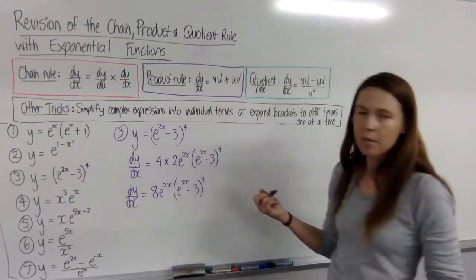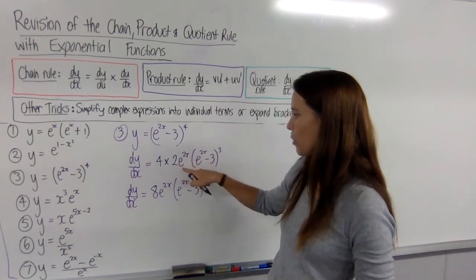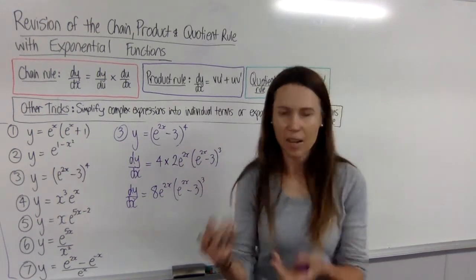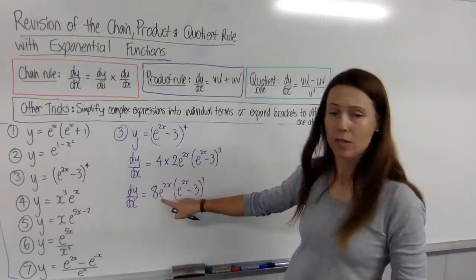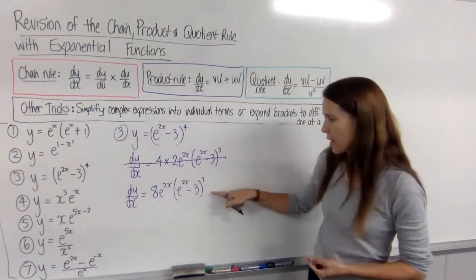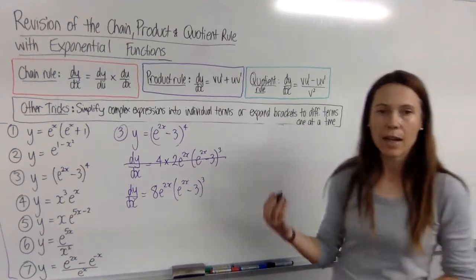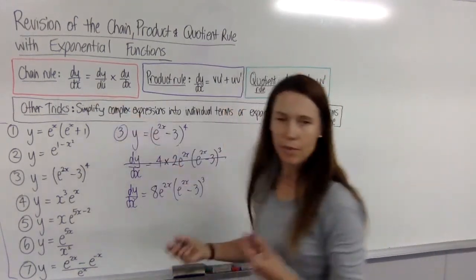Now, often I would think about what needs to come out the front and think I need my 4 out the front and I need my 2e to the 2x out the front. And in my head, I would actually just write down 8e to the 2x. So I would probably skip this line. And in fact, an examiner is going to be more than happy just with this one as long as it's correct. Now, how do you apply the traditional method of the chain rule?